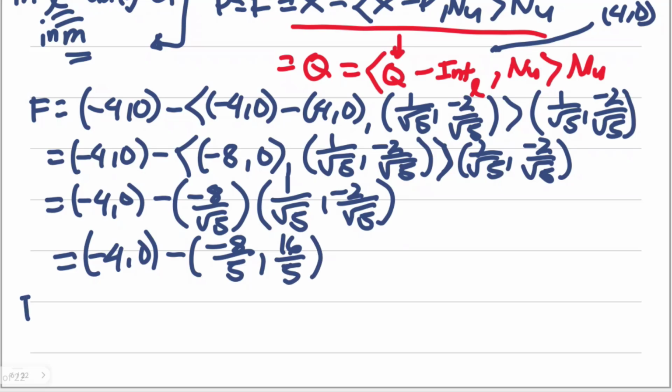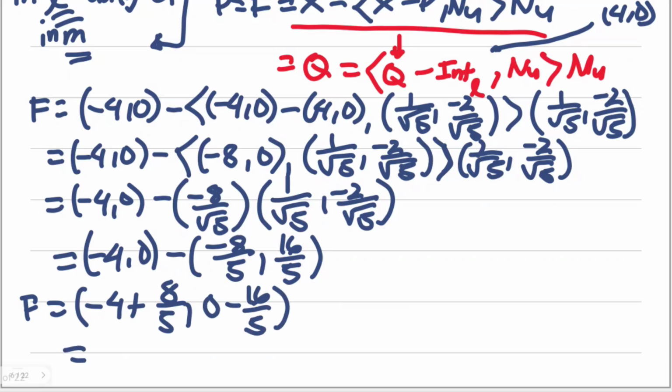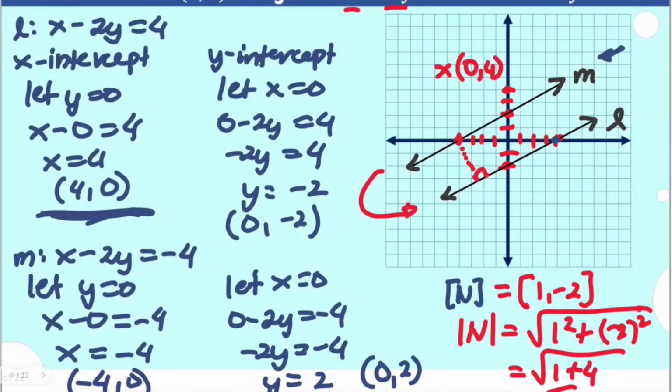So your foot is actually the result of this. You have negative 4 plus 8 fifths and 0 minus 16 fifths, which gives us a result. You can use your calculators here. Negative 4 plus 8 fifths, in fraction form, gives negative 12 fifths, and then you have negative 16 fifths. As you can see, our foot is really in the third quadrant, both negative, so it checks as being the foot.